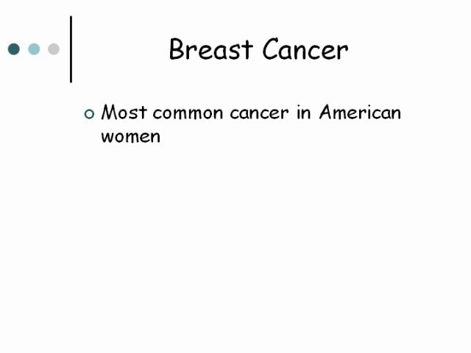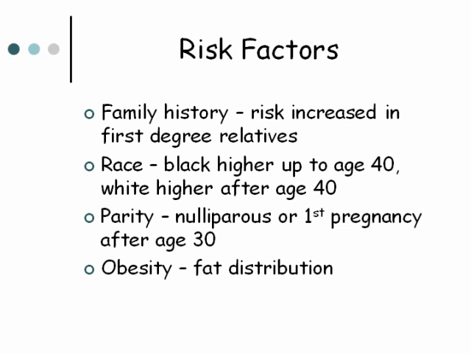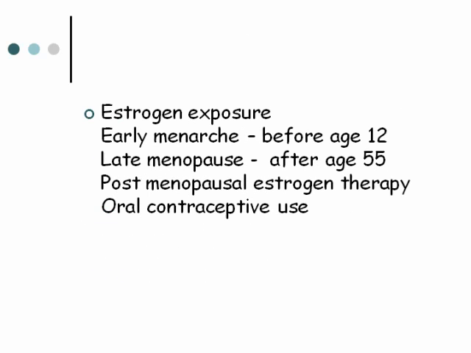Breast cancer is the most common cancer in American women. Your risk is increased if you have a family history of breast cancer, especially in your first degree relatives. Race plays a part. Black women have a higher risk up to the age of 40, and then white women after the age of 40. Parity or childbirth plays a part. If you've never had a baby, or you're nulliparous, or if you had your first baby after the age of 30, that increases your risk for breast cancer. And then obesity will play a part as well. Again, it has to do with that estrogen exposure.